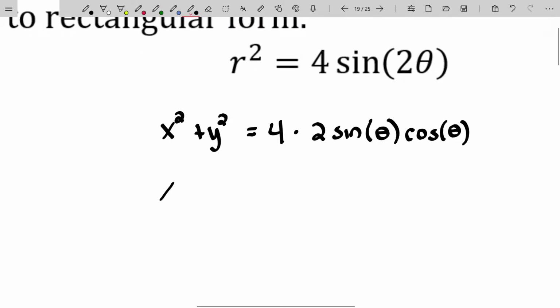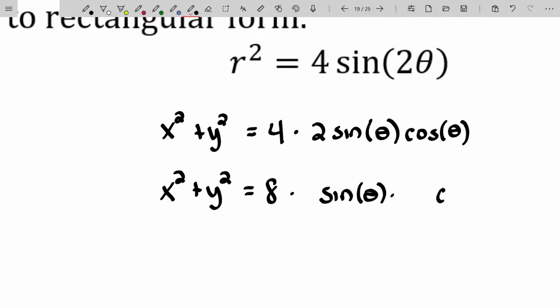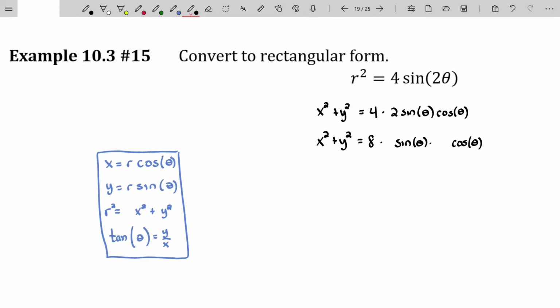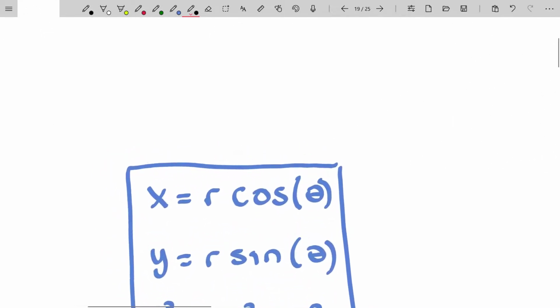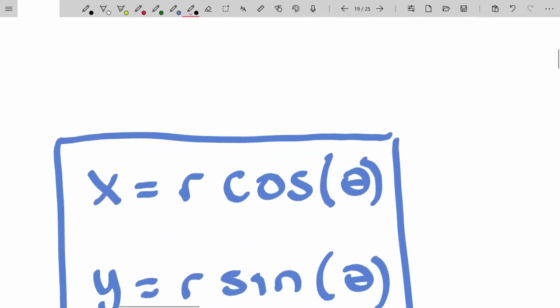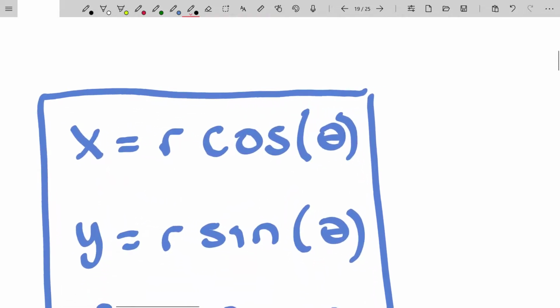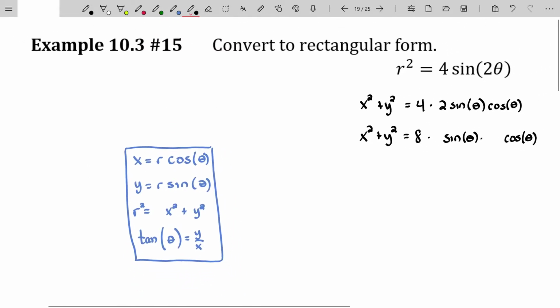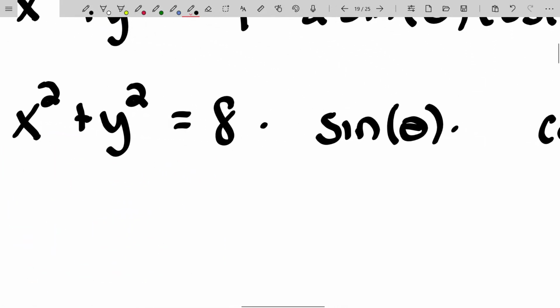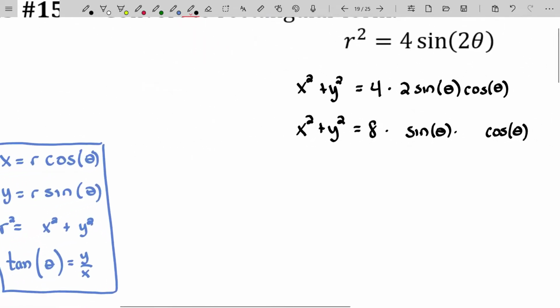So far I have x squared plus y squared is equal to 8 times sine of theta times the cosine of theta. Notice I left a little space in there. The reason why I left spaces in there is because I don't have just a sine of theta and a cosine of theta. I have r sine of theta and r times the cosine of theta. A little trick in mathematics that you need to get used to is if you want something to happen. So if I want, for example, this sine to have an r in front of it, force that to happen by multiplying both sides by r.